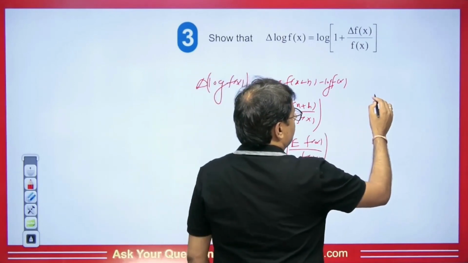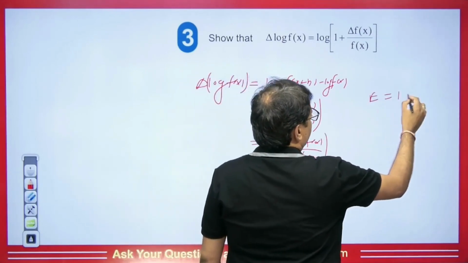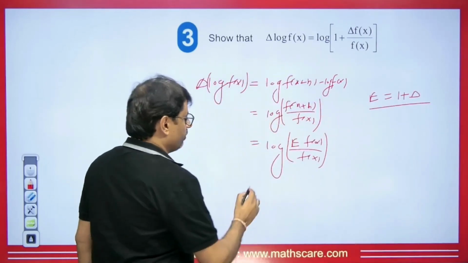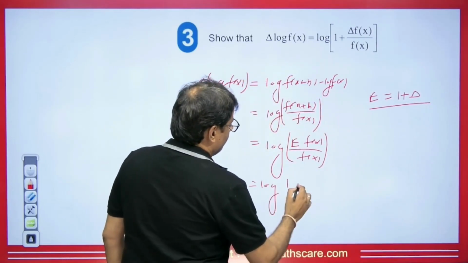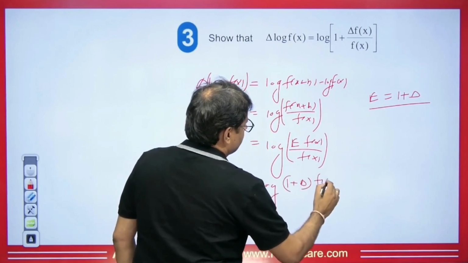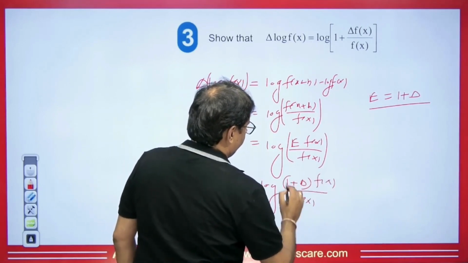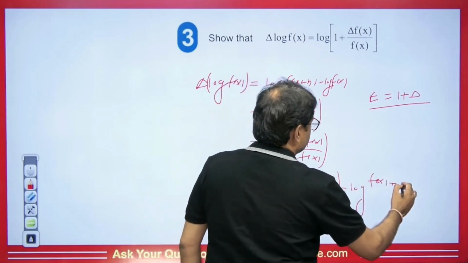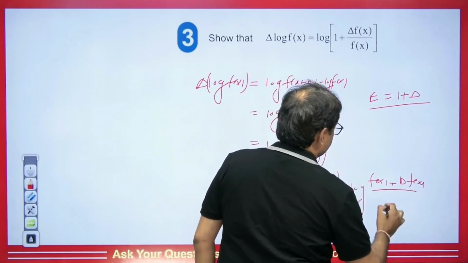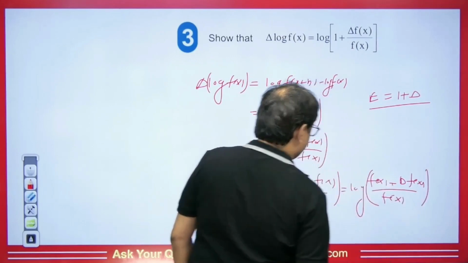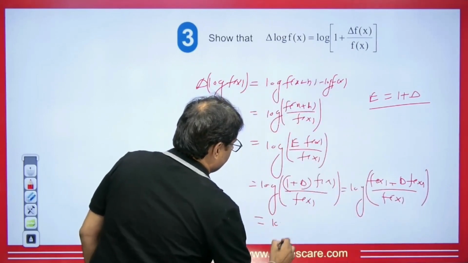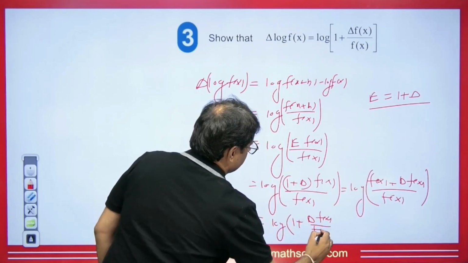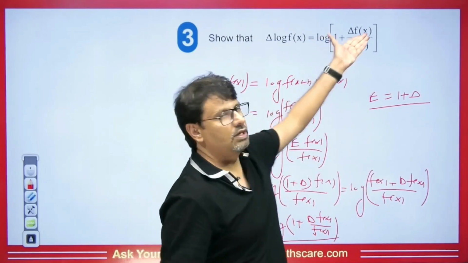We know here that E has the value 1 + Δ, right students? So here I will replace this E with 1 + Δ. From here we will have its value log of (1 + Δ) f(x) upon f(x). If we calculate the value from here, then this will be log of (f(x) + Δf(x)) upon f(x). Now divide this f(x) separately. As you divide this separately, this will be equal to log of 1 + Δf(x)/f(x). So this will be our proof here, right students?